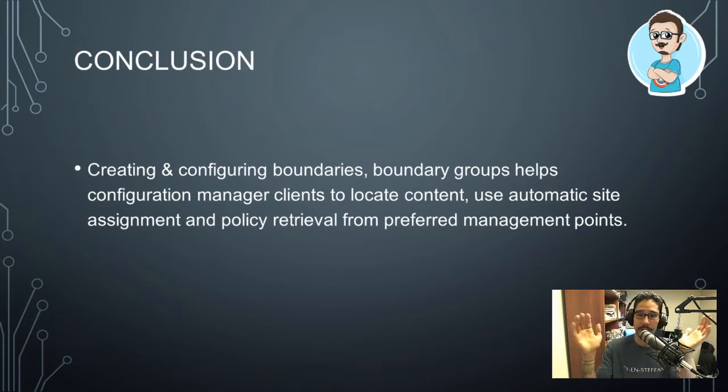And the conclusion of all this is that creating and configuring boundaries or boundary groups helps Configuration Manager clients to locate your content, use automatic site assignments, and policy retrieval from preferred management points. It makes it extremely easy when you're configuring your boundaries. Your devices will automatically pick up the content that it needs within your SCCM server. So once you configure that stuff the way that you want it, it's easy, it's breezy. Well, it's not always easy because sometimes there are problems, and that's when all the headaches come.